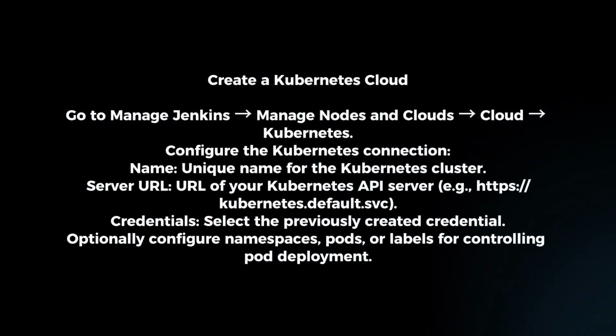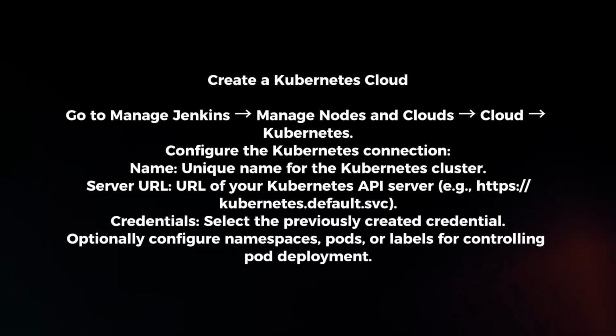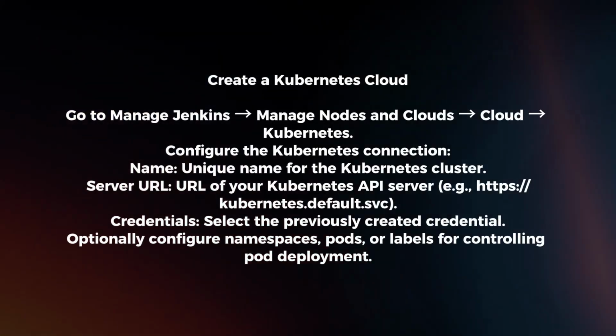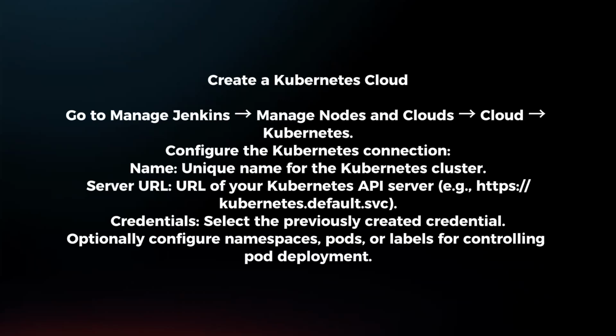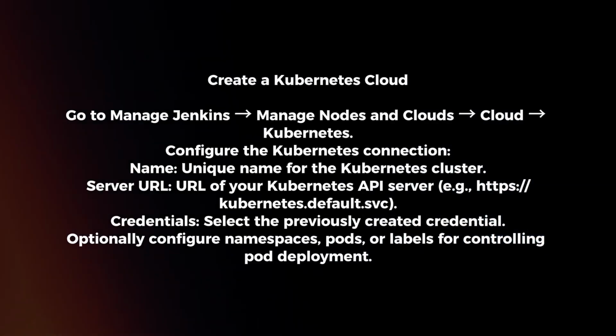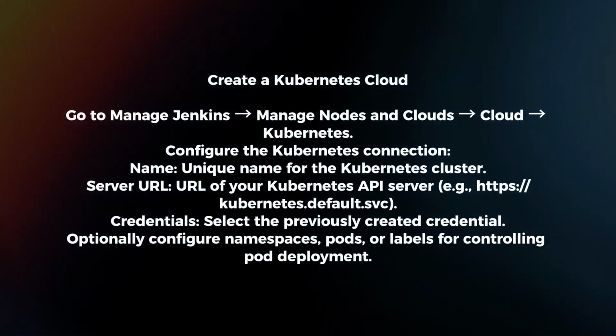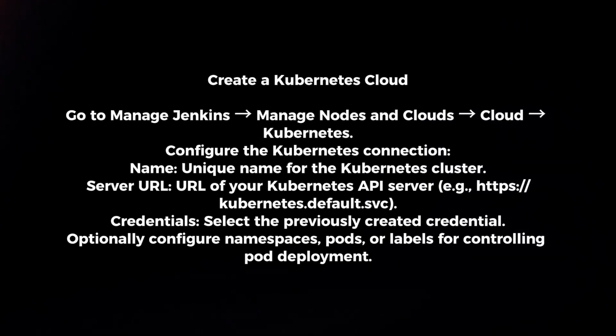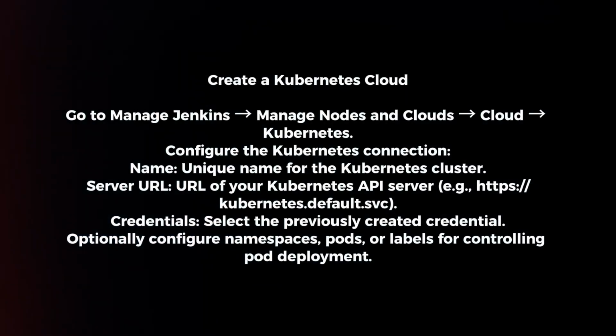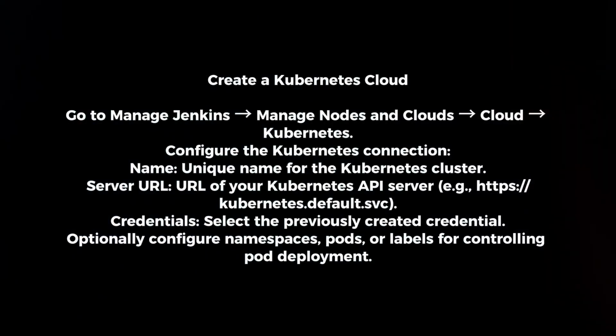Create a Kubernetes cloud. Go to Manage Jenkins, Manage Nodes and Clouds, Cloud Kubernetes. Configure the Kubernetes connection. Name, unique name for the Kubernetes cluster. Server URL, URL of your Kubernetes API server. Credentials, select the previously created credential. Optionally configure namespaces, pods or labels for controlling pod deployment.